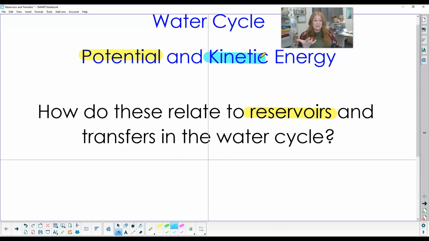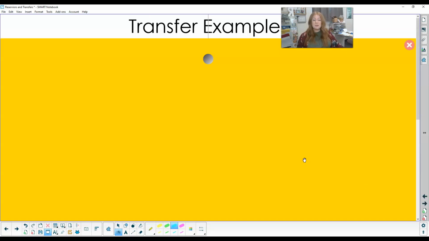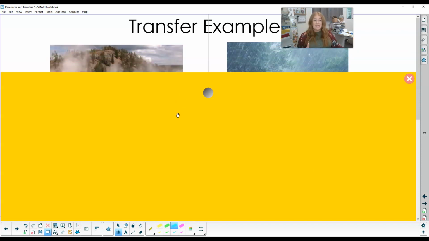We've also learned about the kinetic theory of matter, right? All matter is always moving. Kinetic means to move, and transfers move water from one location to another. So every time we have a transfer, that is using kinetic energy. It's storing that energy up and waiting to use it. It has the potential to be used, and then it converts it into kinetic energy that transfers it from one place to another. So if we remember our transfer examples, these are all going to have kinetic energy, right?